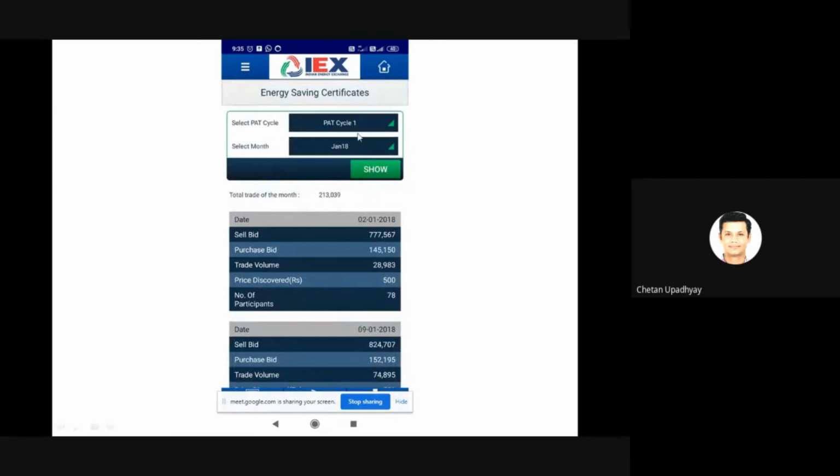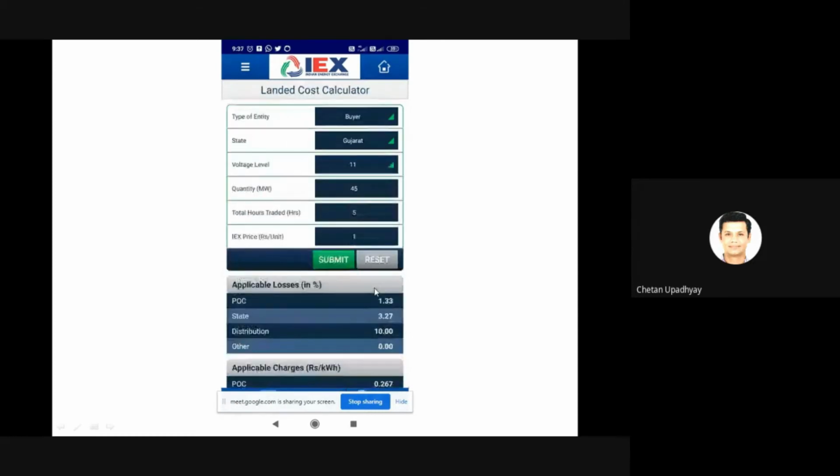Now with respect to the PAT cycle, I had taken the example of January 18. With respect to the PAT cycle, this sell bid is also available in this app. You can take the purchase bid, trade volume, so everything is there. Number of participants are there, total sell bids that have been done, how many purchases have been done, total bids done with respect to dates. So there is a week plan. According to that, you can decide.